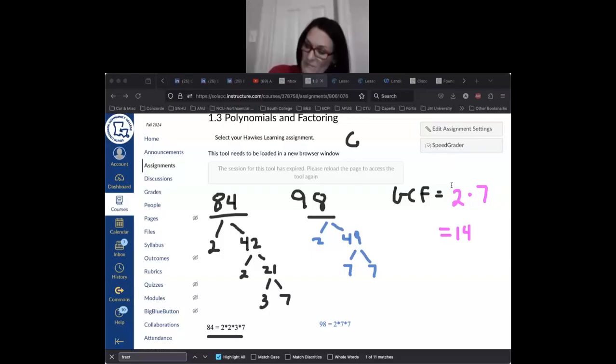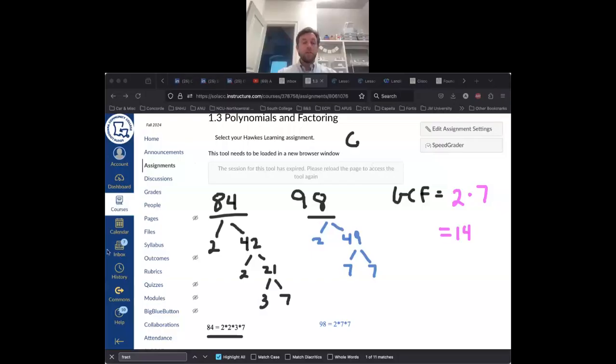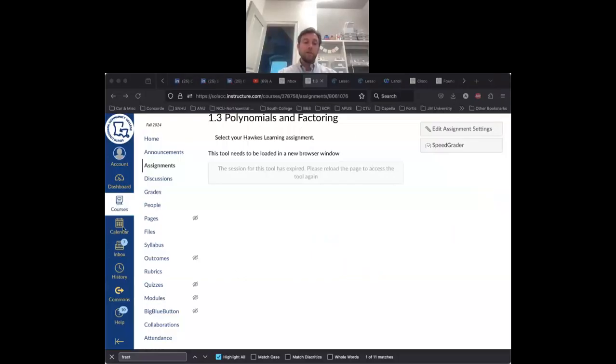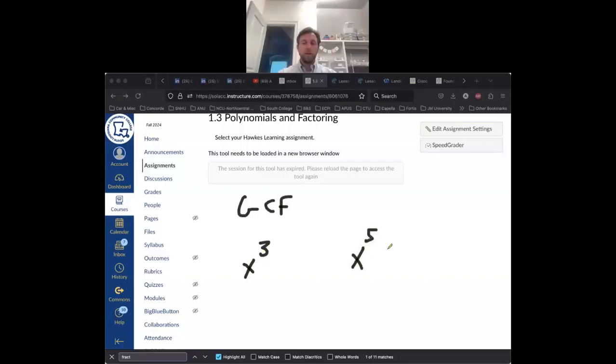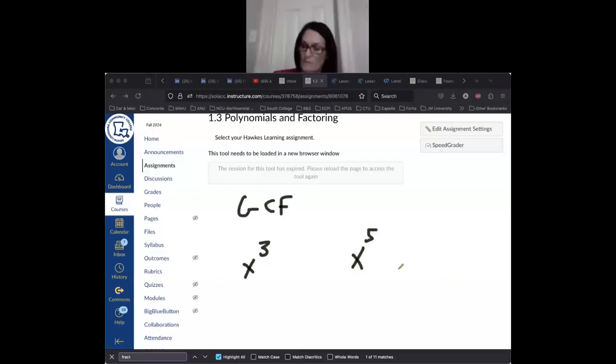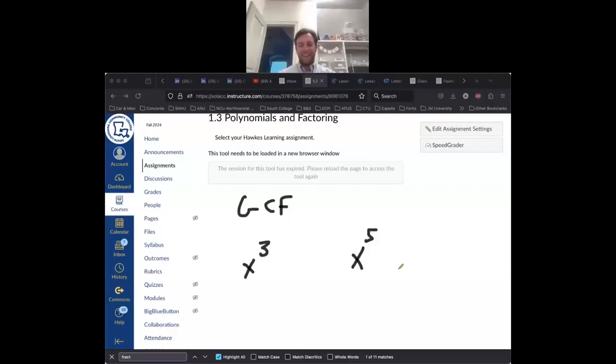Okay, so it's a mantra. You're going to tell yourself letters are numbers too. So let me write something up here. What's the GCF between x to the 3rd and x to the 5th? I like that.